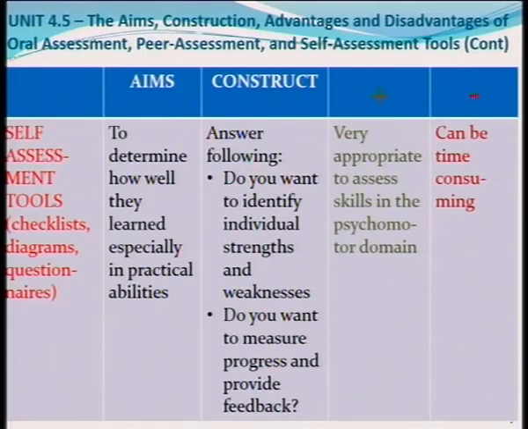Self-assessment tools, such as checklists, diagrams, and questionnaires, are types of self-assessment tools. The aim is to determine how well the learner has learned, especially in practical abilities. The construction of self-assessment tools includes the following. It helps us answer: do you want to identify individual strengths and weaknesses? Do you want to measure the progress and provide feedback? This will be your guideline when you pull up a checklist, create a diagram, or make a questionnaire.